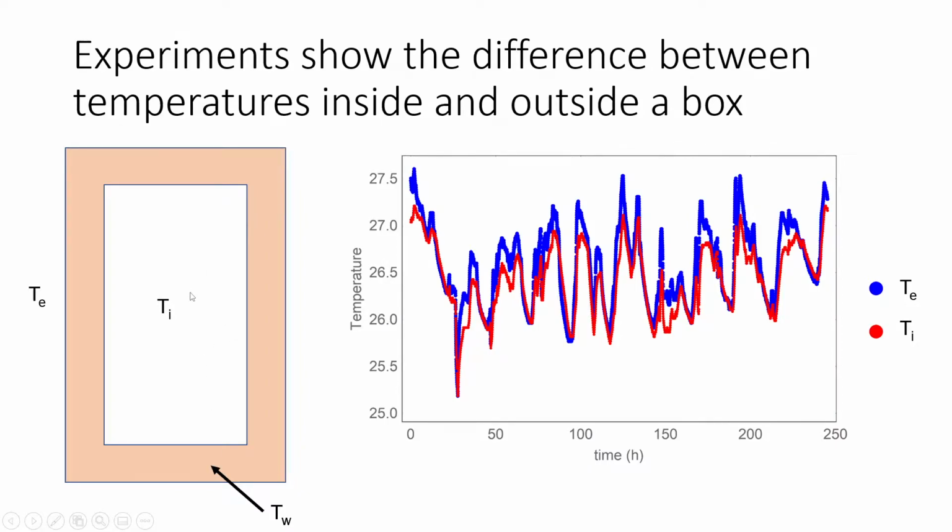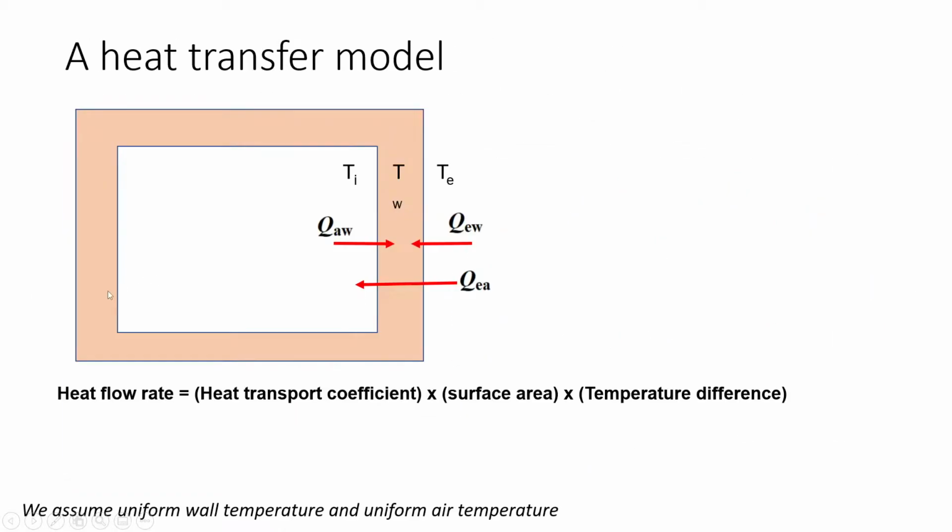Now for simplicity we can assume that the internal temperature is constant throughout this region, and the wall temperature is constant throughout the wall, and as a result of these temperature differences from external to the wall to the internal, heat transport occurs. There are different heat transports. This is heat transport from the external environment to the internal environment, heat transport from the internal environment to the wall, heat transport from the external environment to the wall.